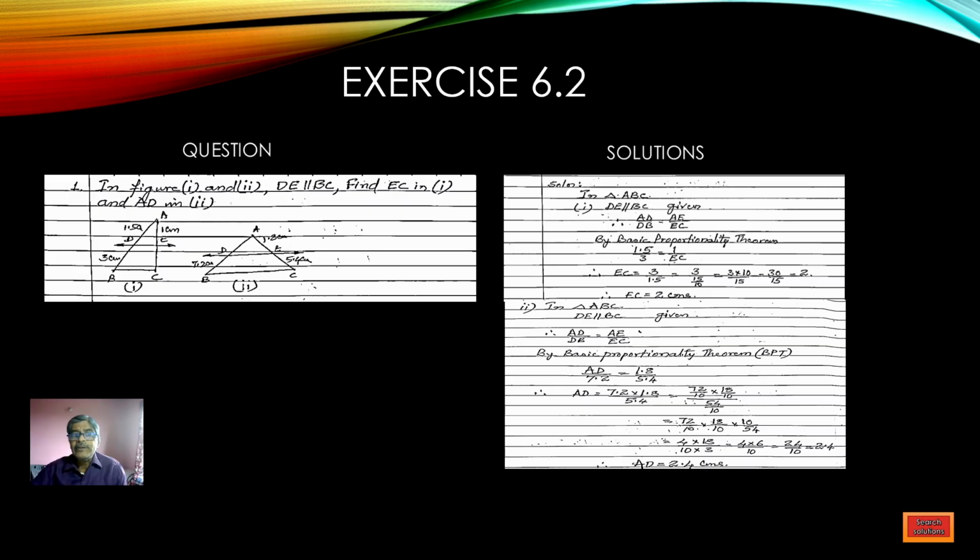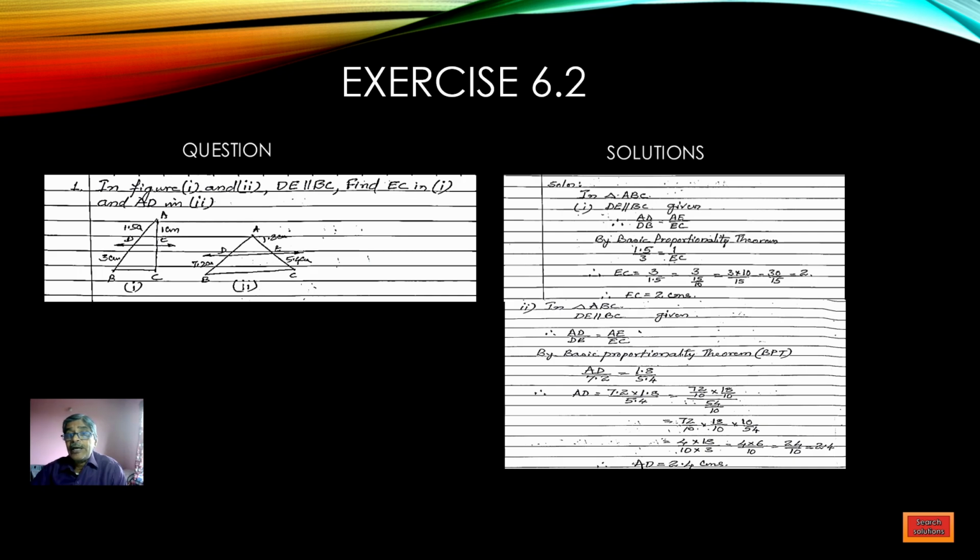In this question, they have given two triangles. All the dimensions are given except EC, which is to be found in the first diagram, and in the second diagram we have to find AD. It is very simple. Here we have to use the basic proportionality theorem. As per the basic proportionality theorem, you know that the sides should be proportional to each other.